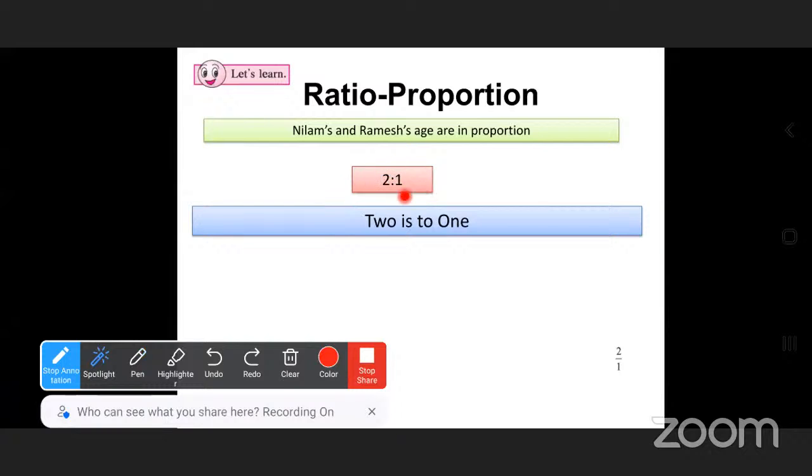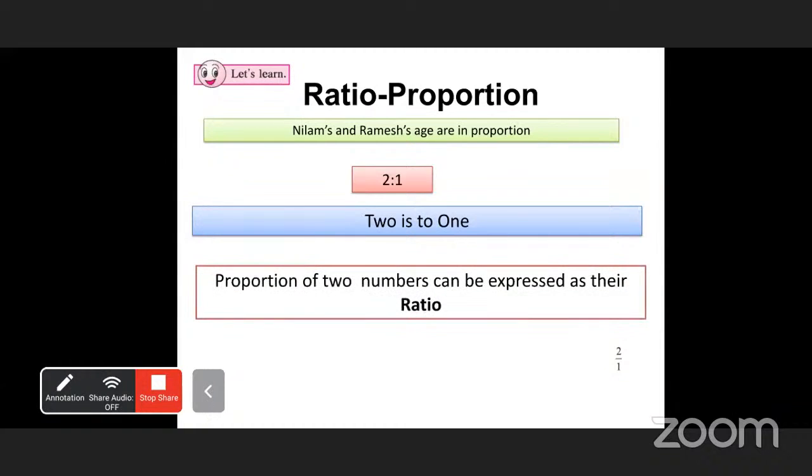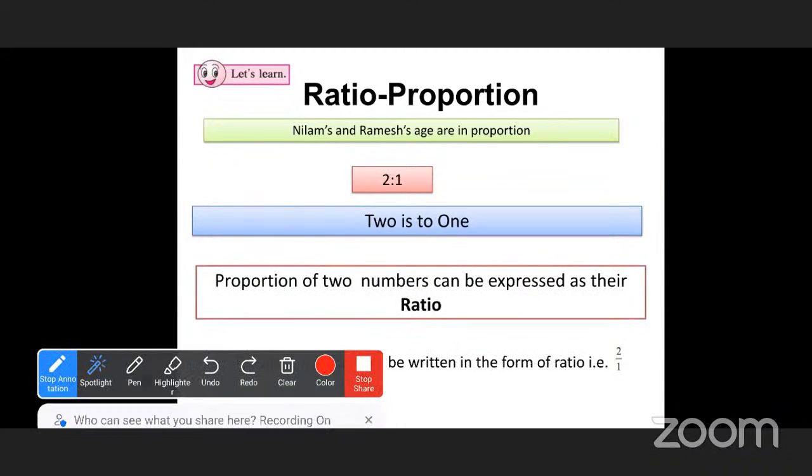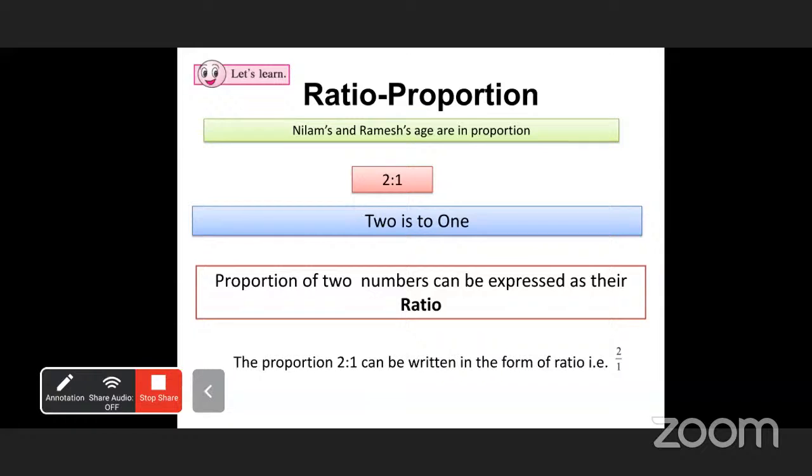The proportion of two numbers can also be expressed in the form of a ratio. You all know what a ratio is. It is expressed in the form of a fraction also. So 2:1, which is in the form of proportion, can be written in the form of ratio as 2 upon 1. Now we'll take one more example to see how ratio and proportion are used in our day-to-day life.